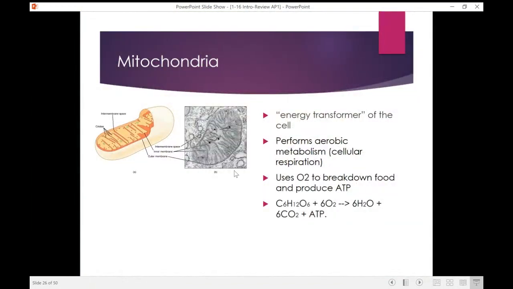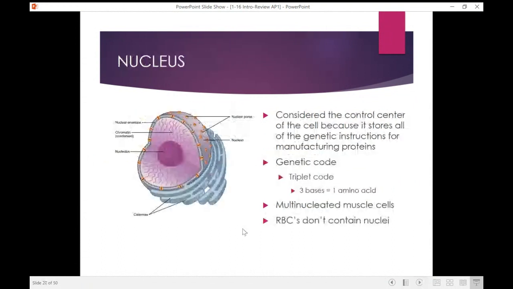So that mitochondria, again, that's the energy transformer of the cell, and it's going to perform aerobic metabolism. And so that's essentially cellular respiration. What is cellular respiration? This is the equation right here for cellular respiration. C6H12O6. What is that? That's glucose. Glucose in the presence of oxygen is going to yield water, carbon dioxide, and ATP. So the big thing is that ATP, the carbon dioxide, we actually exhale it back out with our lungs, right? And our body sort of uses water as that waste product.